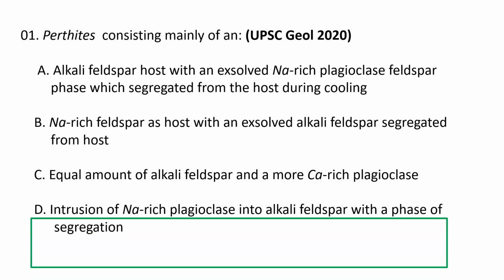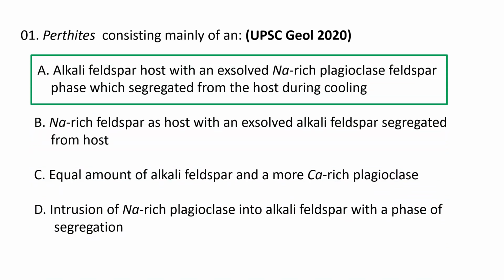So what does a perthite consist of? The correct answer is A. Alkali feldspar host with an exsolved sodium-rich plagioclase feldspar phase which has segregated from the host during cooling.